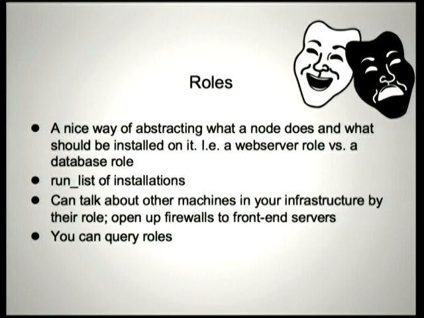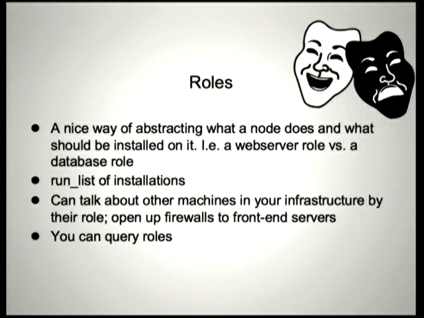Roles are a really cool way of abstracting what a node does and what should be installed on it. So, for example, a web server role versus a database role. We can kind of understand from the name what a web server role should have on it and what it should do. It should serve web traffic. It should probably have, in my case, Nginx and Gunicorn, Python and Django, whereas a database role doesn't need a lot of the stuff that a web server role needs. It just needs to deal with the database and the configuration for that database. Additionally, the role has the run list of all of the installations for that particular role. So run list, it's a list of things that are run.